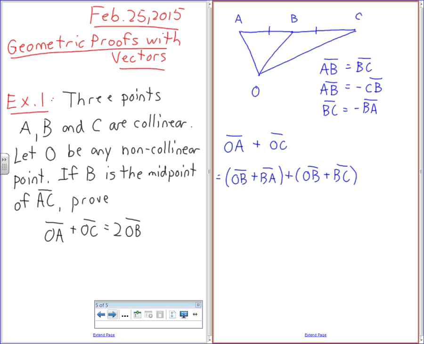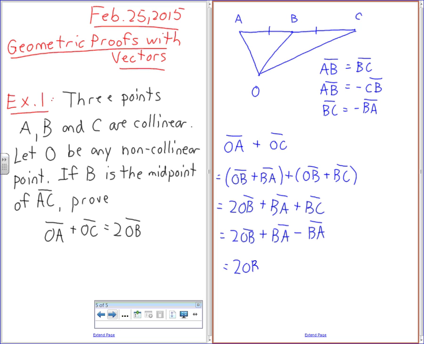Now we're going to use the thing that we said. You can change any of these vectors. If I regroup, I can write that as 2OB plus BA plus BC. Which of those substitutions are we probably going to want to switch? BC equals negative BA, definitely. Joe, why would you think of doing this? What's that going to do for us? Very good. We're going to have 2OB plus BA minus BA, which is 2OB.